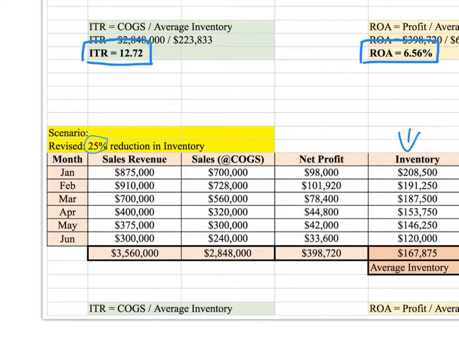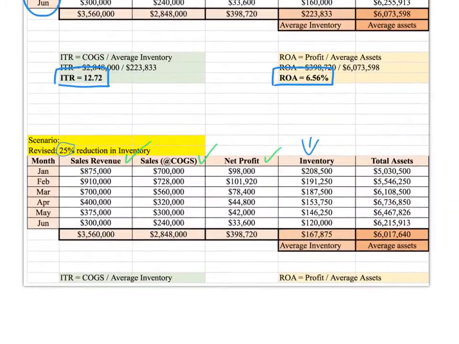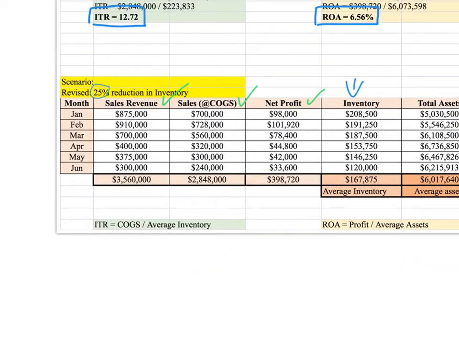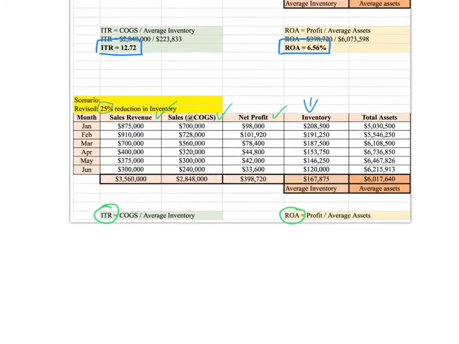In this assumption, you're still going to have the same sales revenue, you're still going to sell the same, and you're still going to have the same net profit. All you're doing is doing it with a little bit less inventory. We need to understand where that impacts our financial statements and how that changes both our turn ratio and our overall ROA.